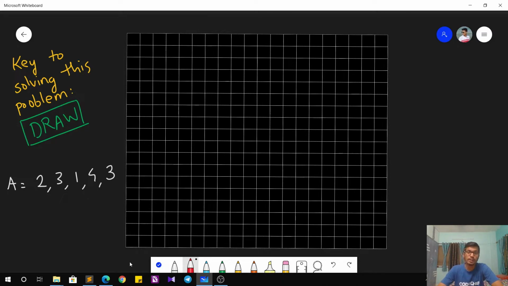First of all, the key to solving this problem is that you have to draw stuff. Even though the problem is given in mathematical terms, it will help if you try to graphically represent what it is trying to say. So we are going to take the same approach: we are going to try to actually plot the points. Let's say the array given to us, a small example, consists of 5 elements. The elements are 2, 3, 1, 4 and 3.